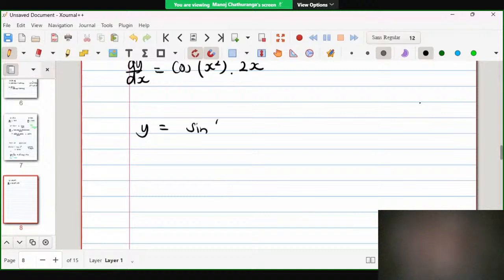Right? Sine of e to the power of 2x plus 3. Here we have a composition of three functions. The outermost function is sine, then the middle function is the exponential function, and the innermost function is 2x plus 3. Composition of three functions. Again, the differentiation works in the same way. Differentiate the outer function. Don't do anything to the inside.